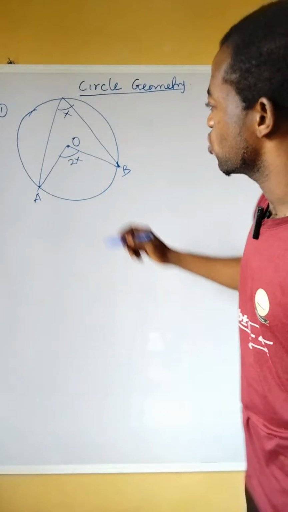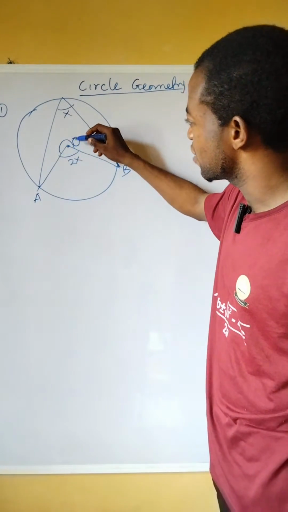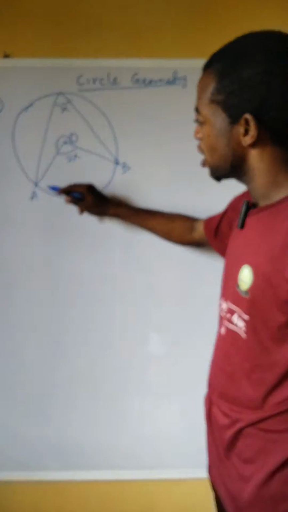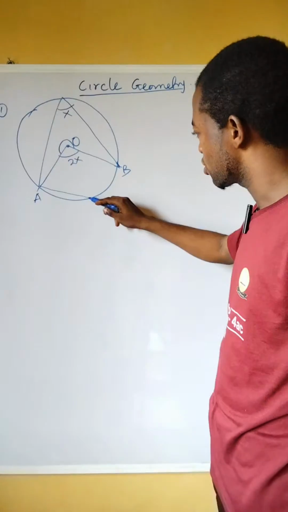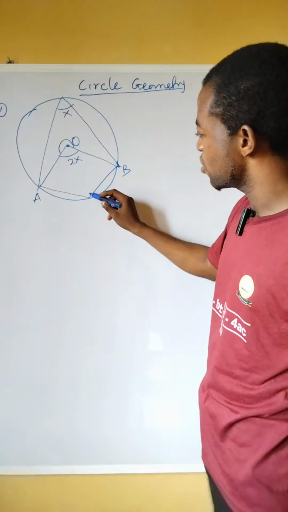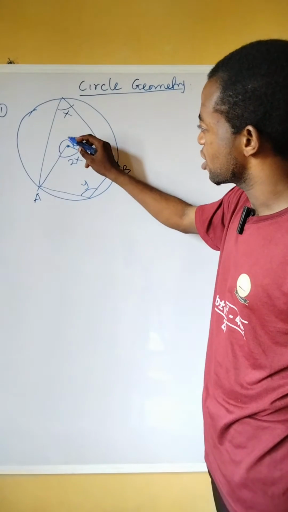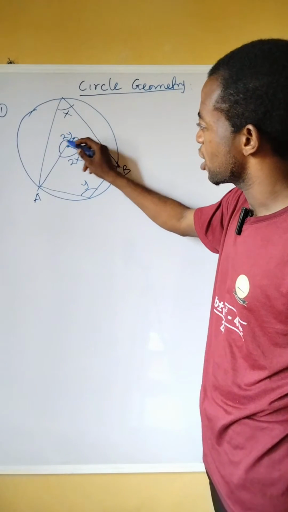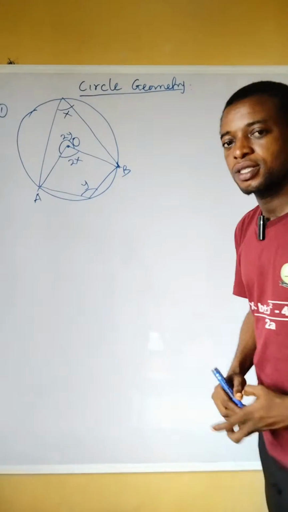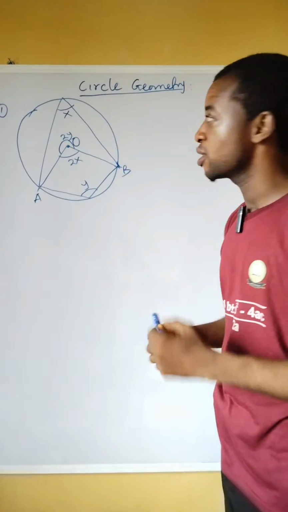We also have another angle at the center here, which is the reflex angle, and it has the angle at the circumference on this side. So if the angle at the circumference here is y, then the angle at the center here is 2y. That's what theorem 1 says: the angle at the center is twice the angle at the circumference.